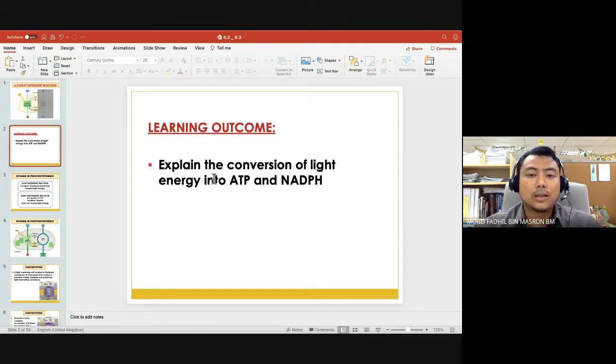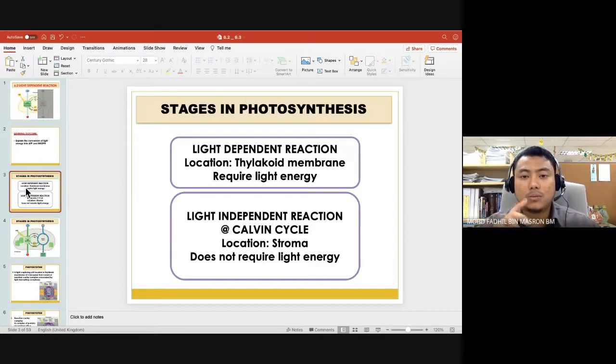Okay, so the learning outcome for this is to explain the conversion of light energy into ATP and NADPH. Okay, so nak tukarkan light energy ni kepada ATP dan NADPH. Why do we really need to convert it into ATP and NADPH? What is the significance of this? Wait until the next two following slides, yeah. But before that, we go to the definition for those two. So light dependent reaction, macam saya cakap tadi, location dia is on the thylakoid membrane and it requires sunlight. I mean requires light energy.